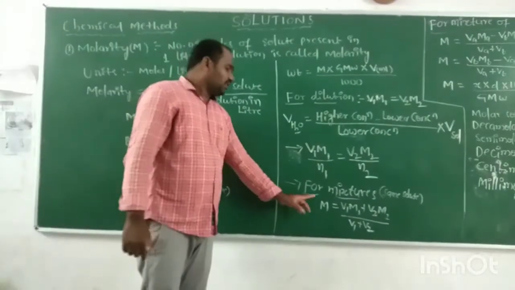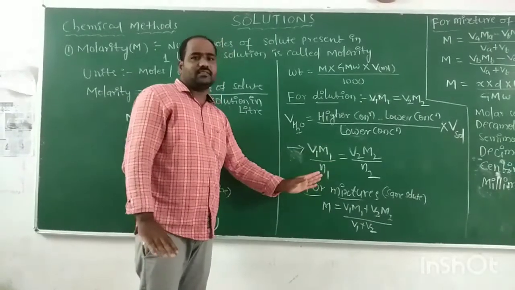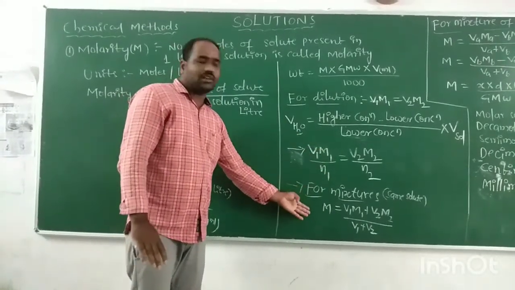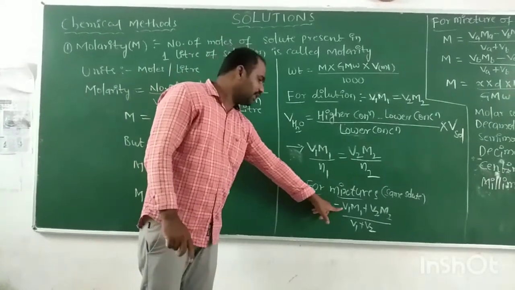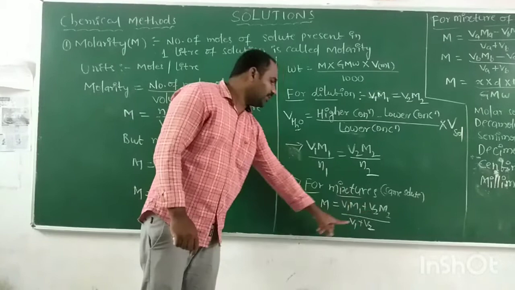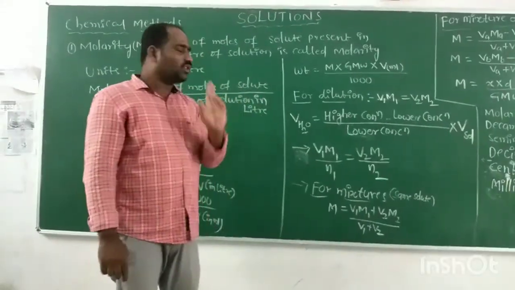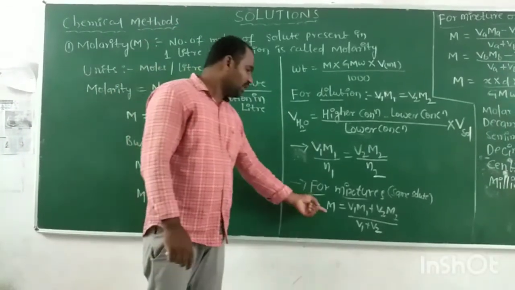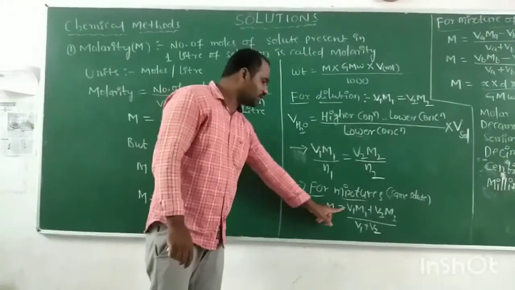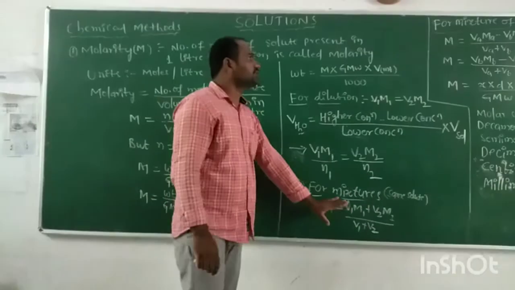When two solutions of the same solute are mixed, the resulting solution molarity is calculated using the formula M is equal to V1 M1 plus V2 M2 by V1 plus V2. On mixing two solutions of different concentrations of the same solute, we use the formula capital M is equal to V1 M1 plus V2 M2 by V1 plus V2.